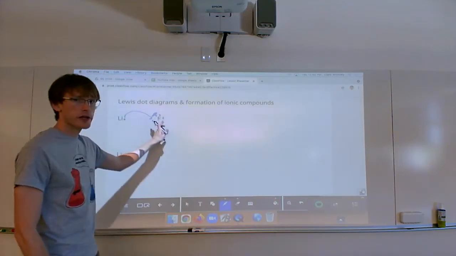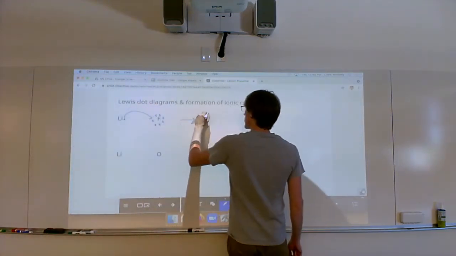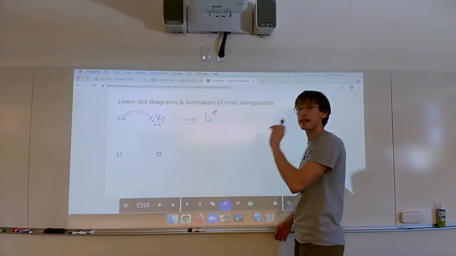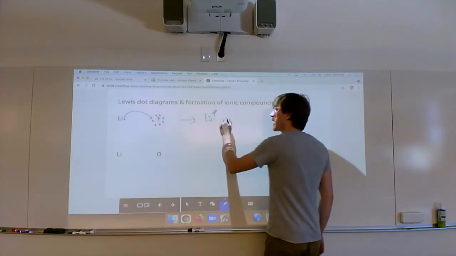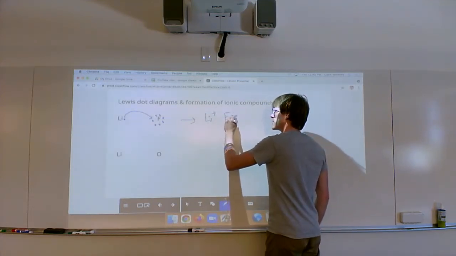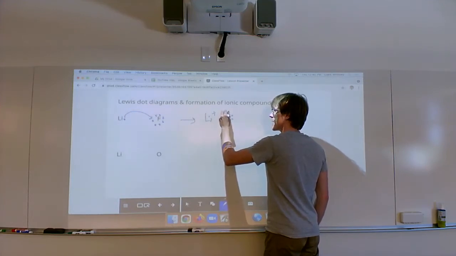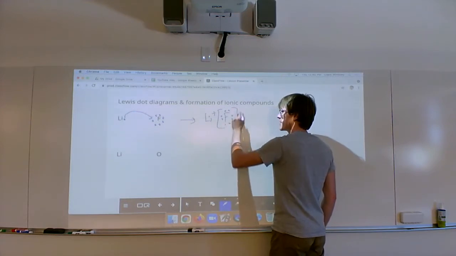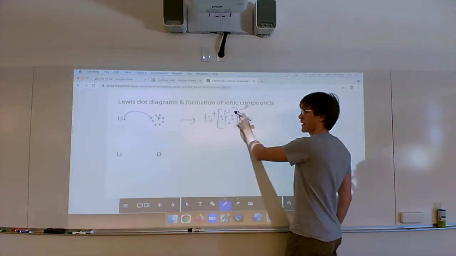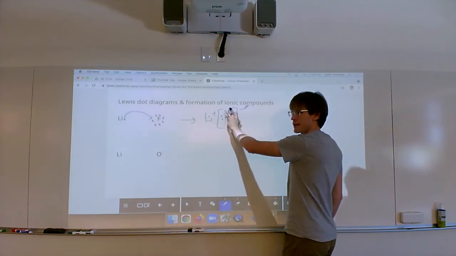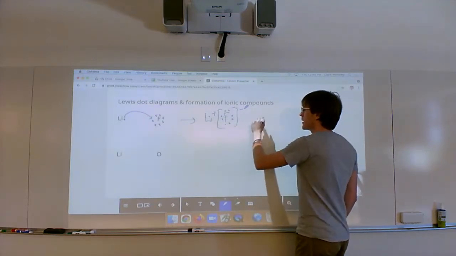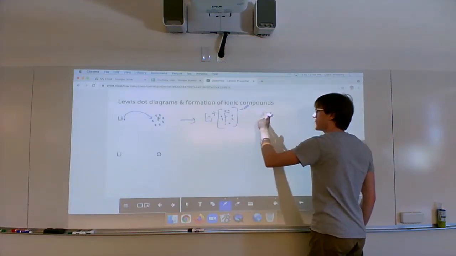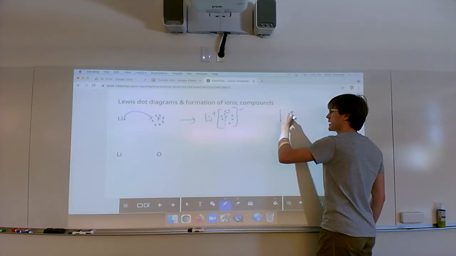And so when that transfer occurs, we get a lithium cation. Lithium is positive because it has lost a negatively charged electron, and fluorine becomes the -1 fluoride anion. Notice it has an extra electron now. I can put that in brackets and the negative outside it just to clarify that that negative charge is in one of the electrons here. The formula of the compound formed between lithium and fluorine is LiF.